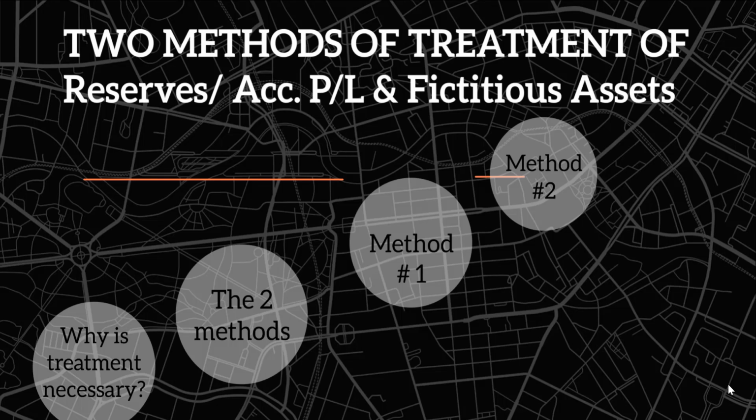Hi, in this video, we will discuss in detail the two methods of treatment of reserves, accumulated profits and losses, and the fictitious assets at the time of retirement of partner. Before we begin, we will see why such a treatment is necessary and when each of the methods, method 1 and method 2, is to be used.